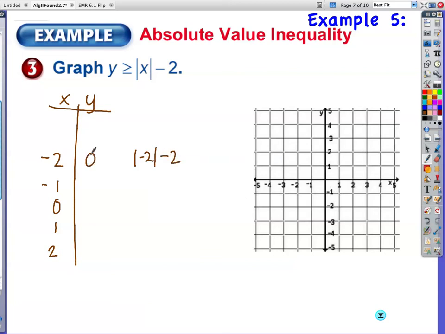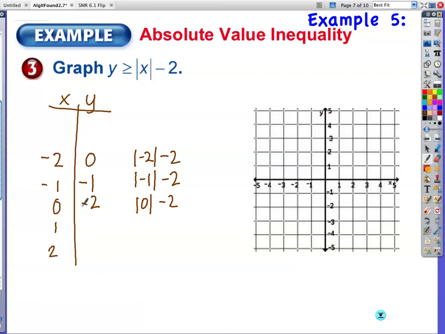Once again, I'm trying to graph the boundary here. Negative 1. Well, the absolute value of negative 1 is 1. 1 minus 2 is negative 1. Sometimes kids think, oh, I can't have a negative answer. Remember how this came out to be a 1? 1 minus 2 is still negative 1. If I put 0 in, the absolute value of 0 is 0, and then I got a negative 2. Do not just pattern it out. You're looking for a V in here.